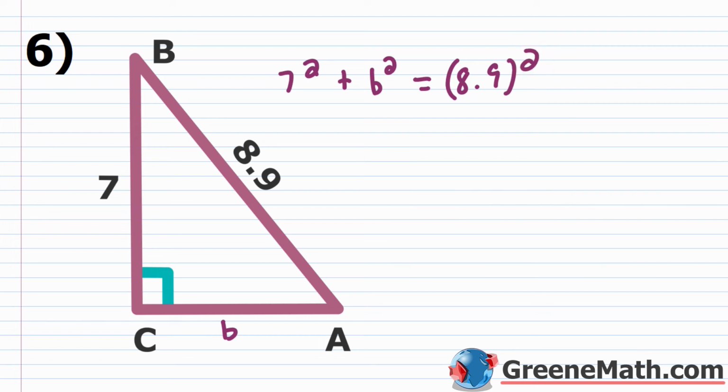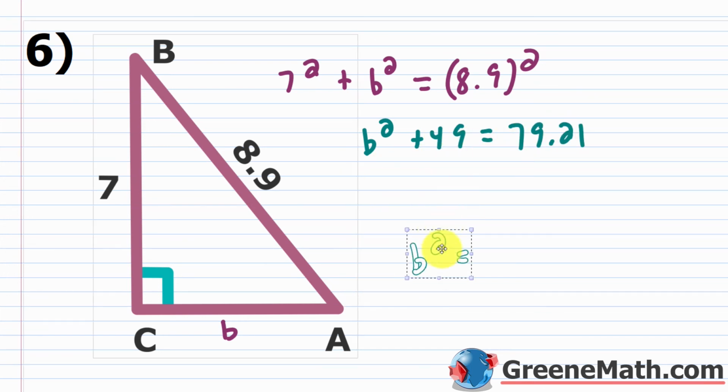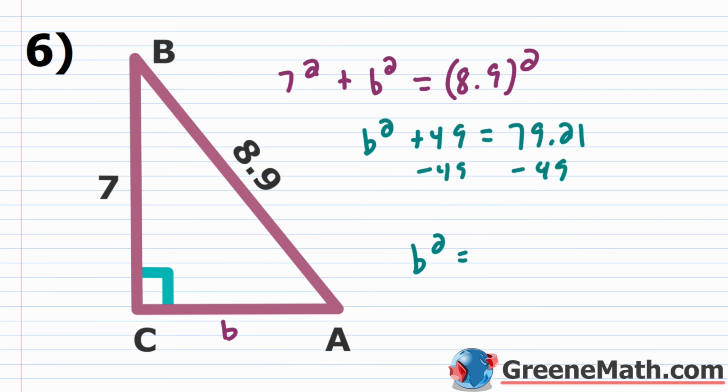So 7 squared we know is 49. So let's say this is b squared plus 49 is equal to 8.9 being squared. That's going to give me 79.21. What I'll do is say b squared is equal to, I'm going to subtract 49 away from each side of the equation. Let me slide this down and show this so nobody is lost. So this guy is going to cancel. And so 79.21 minus 49, that's going to give me 30.21.